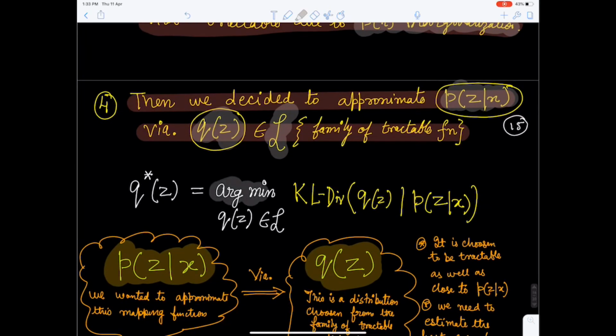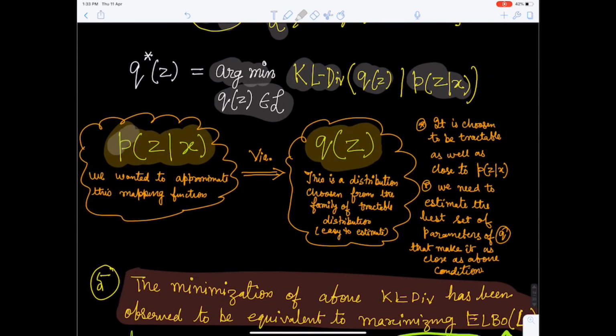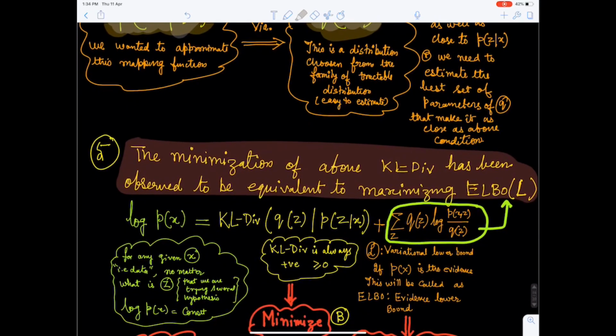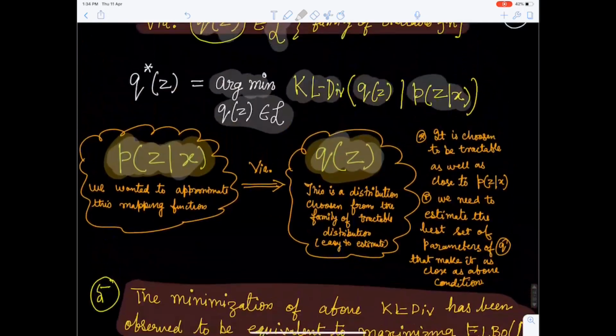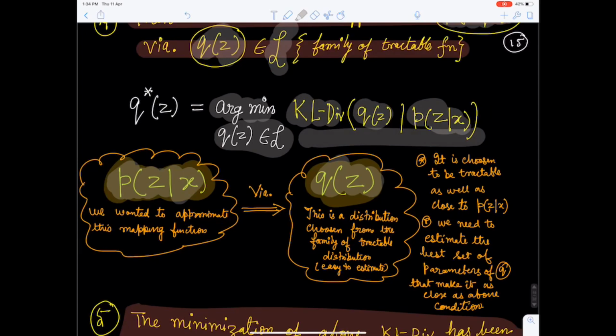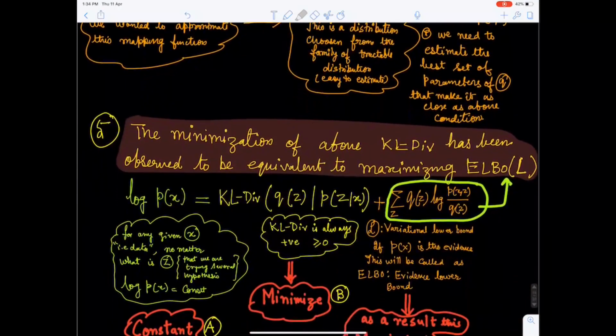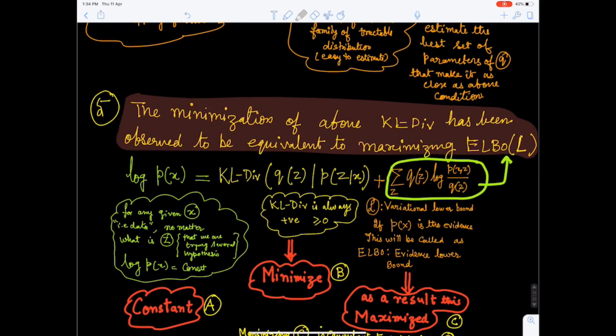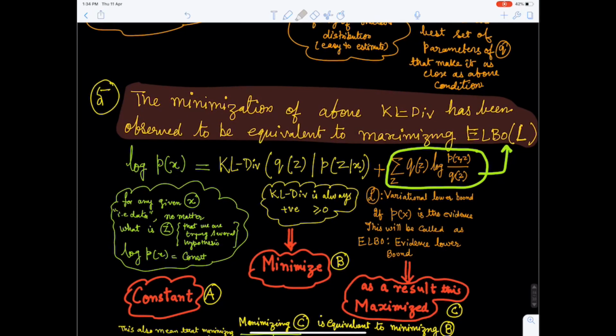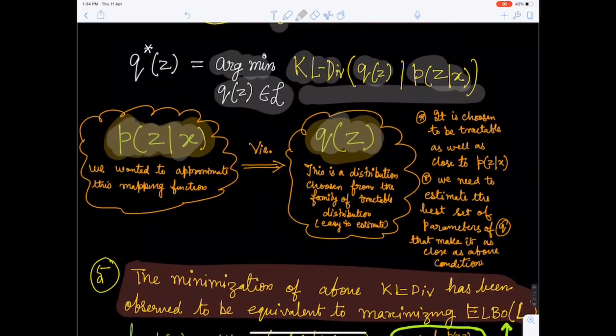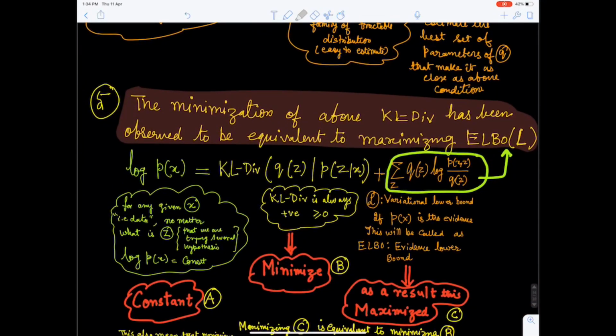That is why we have written the argmax of the KL divergence between this and this, but Q has to be coming from a tractable family. So we now wanted to get hold of this Q(z). Then the minimization of this KL divergence of Q(z) and the probability of Z given X has to be observed to be equivalent to maximizing the ELBO. This we have seen, once I have shown you that this KL divergence of Q(z) and P(Z given X) actually boils down to this thing, where this is actually the ELBO.